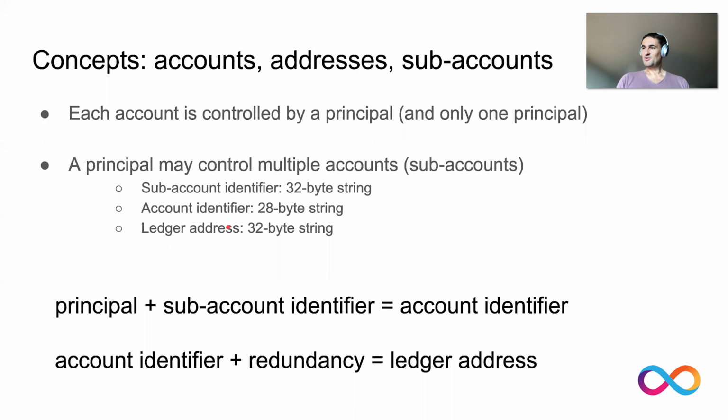And perhaps confusingly, we also have a ledger address, which is essentially the account identifier to which we add some redundancy information. What I just described is summarized in these informal equations. Given a principal and a sub-account identifier, we derive the account identifier. This is essentially the account which will hold tokens. And given an account identifier, we add redundancy to obtain the ledger address.